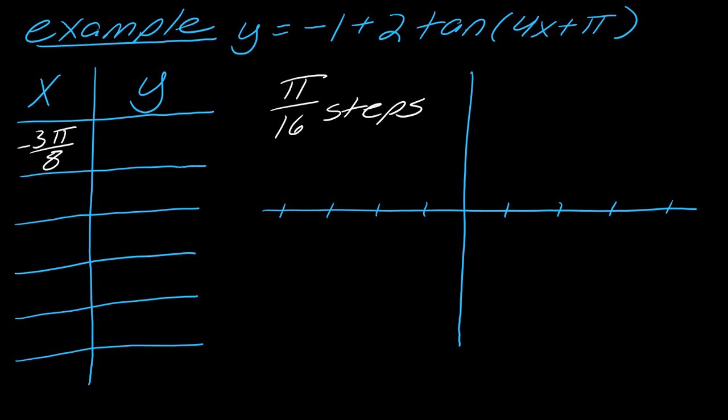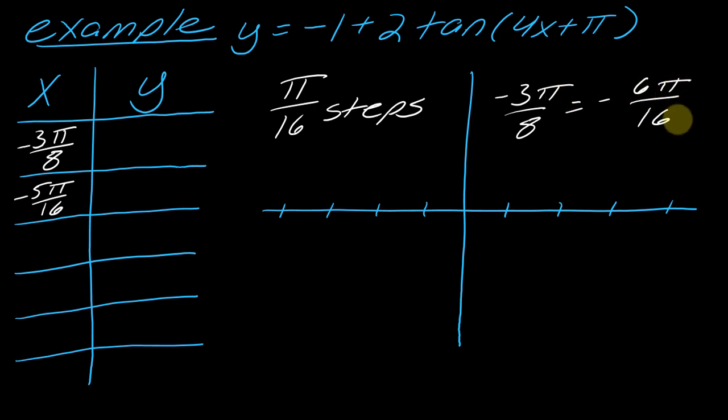So something that might be helpful to remember, just negative 3 pi over 8, that's equivalent to negative 6 pi over 16. Now remember, when you add this, you're adding something positive. So I will go from negative 3 pi over 8 to negative 5 pi over 16, right? When I add pi over 16 to negative 6 pi over 16, that becomes negative 5 pi over 16. Don't let the negative throw you off. I think that's a really easy mistake to make.